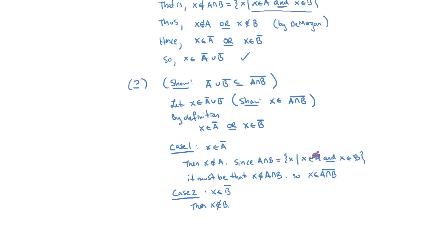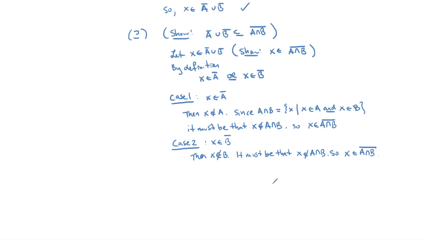So in order to be in the intersection of A and B, I have to have x is an element of A and x is an element of B. Down here, I'm saying that x is not an element of B. So by definition, it must be that x is not an element of the intersection. So again, x would be an element of the complement. Okay? And in either case, we ended up with the correct conclusion, right?